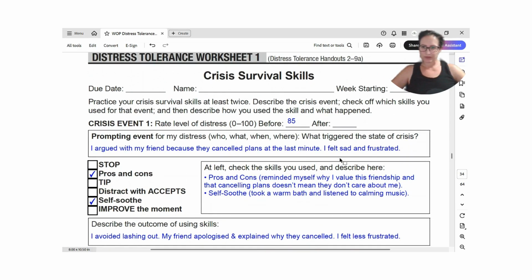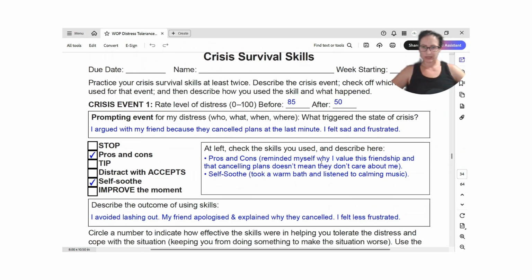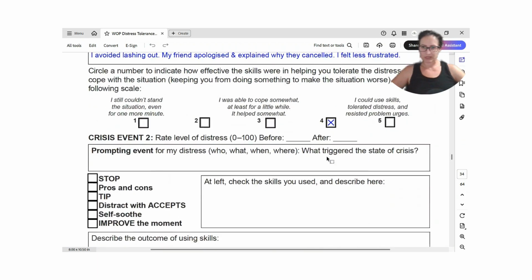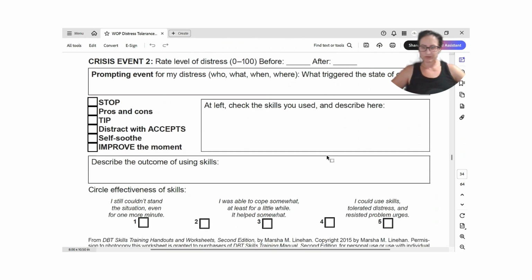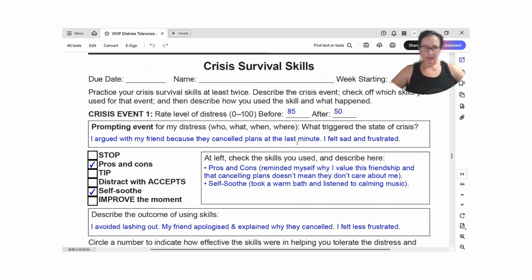And then the last one for this crisis event is to rate the level of distress after using the skills. And I'm going to pop down a 50 up the top there. So that's crisis event number 1 completed. And the next step is to repeat all of those steps for a second crisis event. So overall, this worksheet is a really powerful way to track how you handle distressing situations. If you keep practicing, over time, the skills will become second nature.